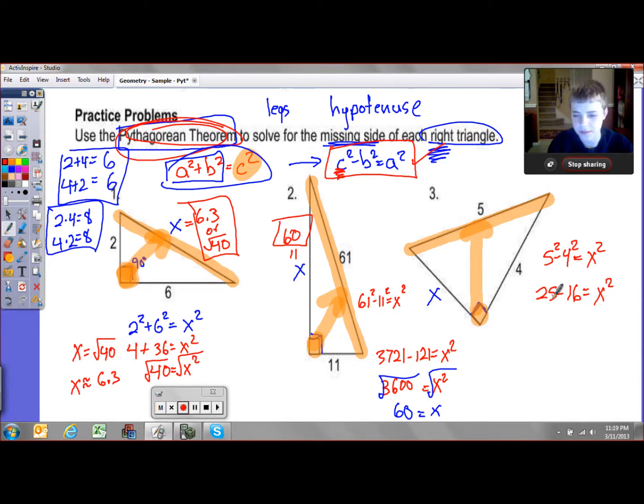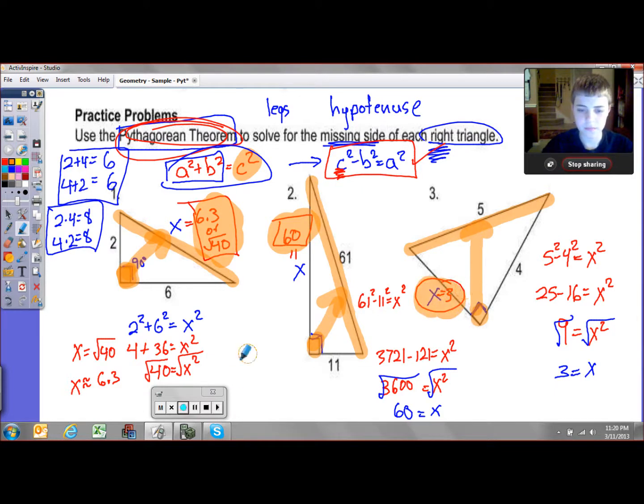So 9 is equal to x squared. And how do I get my x at the very end? You have to square root, because that's the opposite of squaring. So x is equal to 3. Good job. Okay, so my 3 answers are the following: I have 6.3 or square root of 40, I have 60 for this leg, and I have x is equal to 3. Good job.